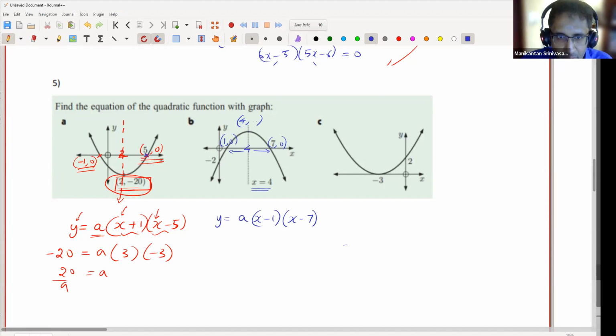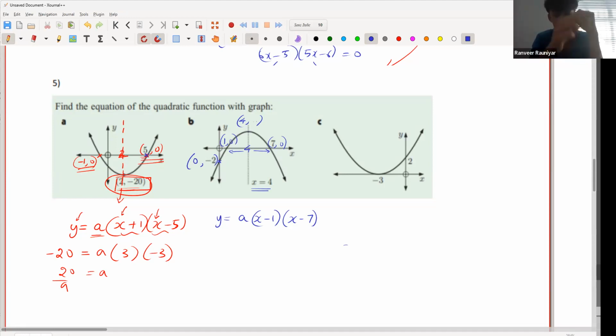Okay, let's confirm. What is the extra detail that we have? We know it passes through this point, minus 2. For points that pass through the x-axis and y-axis, he won't give both coordinates. He'll only say minus 2. It's understood that this point is 0 comma minus 2. Right? Ranveer, you're with me?